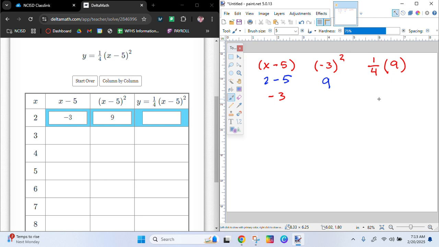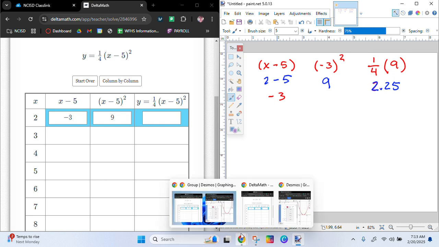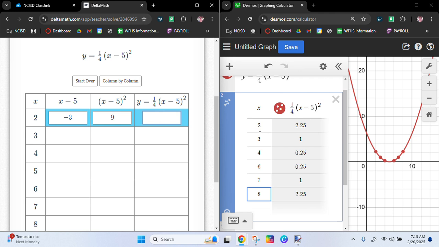And 1/4 times 9, if you don't know, you can plug it into your calculator. You can just do the multiplication. 1/4 is the same as 0.25. But 1/4 times 9 is 2 1/4, or 2.25. Okay, 2.25. And if you need to check that, this is where I was saying that table comes into play. Look at this, where x is 2, y is 2.25. So 2.25. And that's my first column.